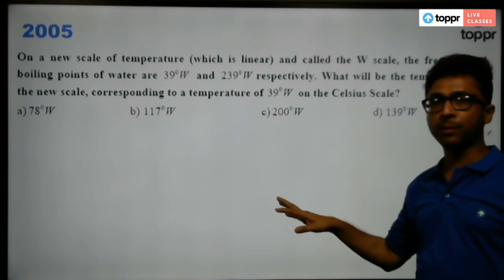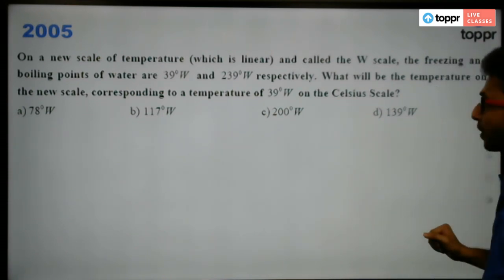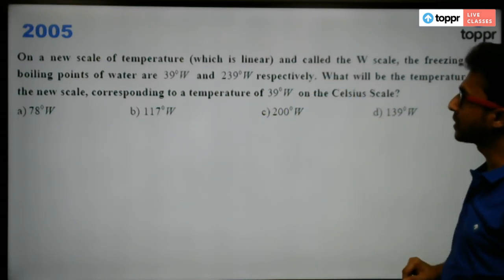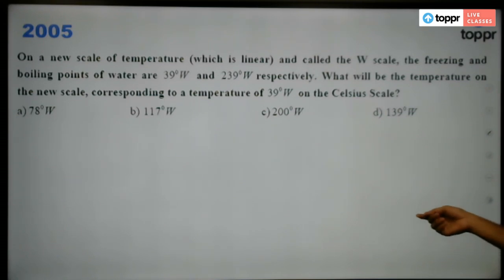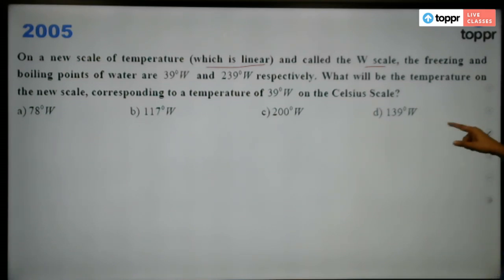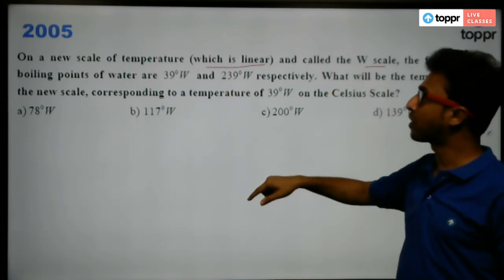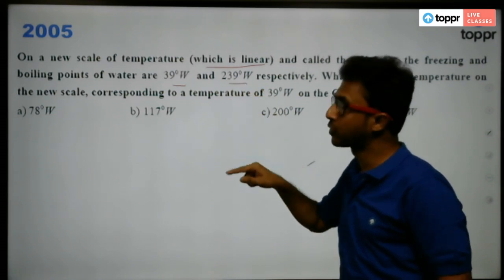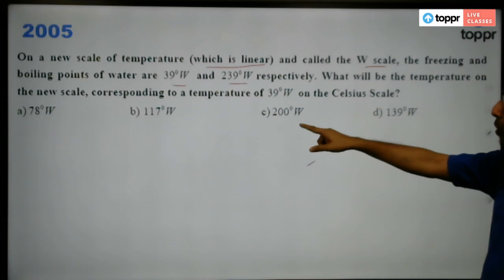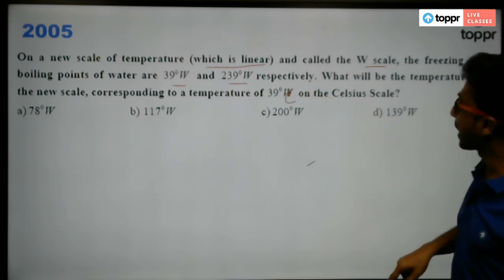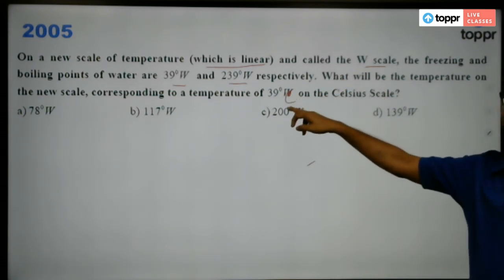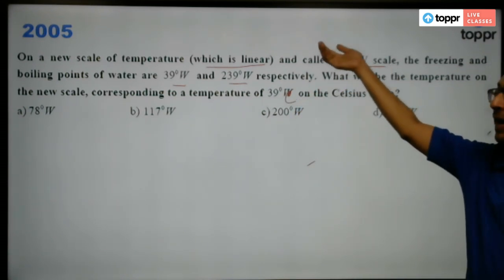Okay, now we are coming on to the thermal properties of matter. It's a very simple question. On a new scale of temperature, which is linear and called W scale, the freezing and the boiling points of water are 39 degree W and 239 degree W. What will be the temperature on the new scale corresponding to a temperature of 39 degrees Celsius on the Celsius scale? So on the Celsius scale, we are measuring 39 degree. What will be the value in the new scale?